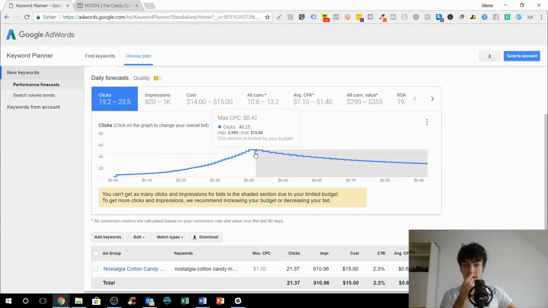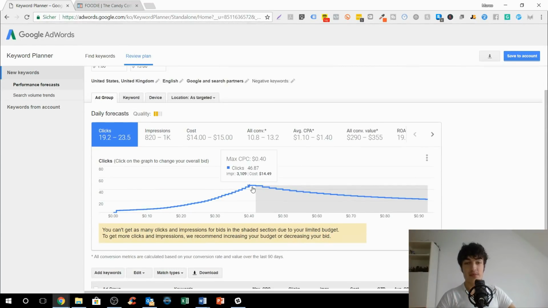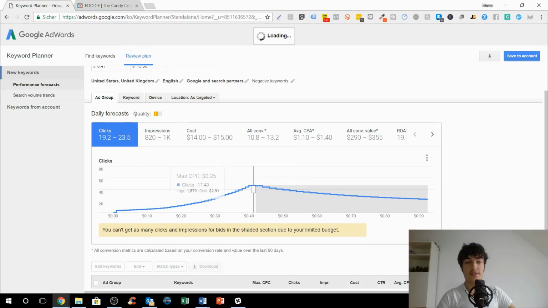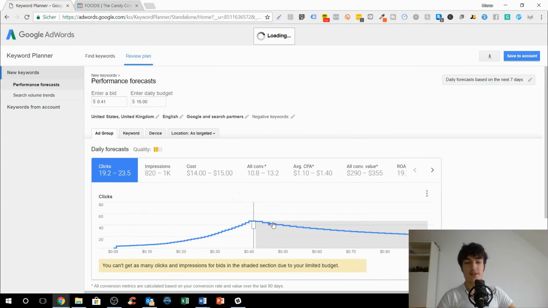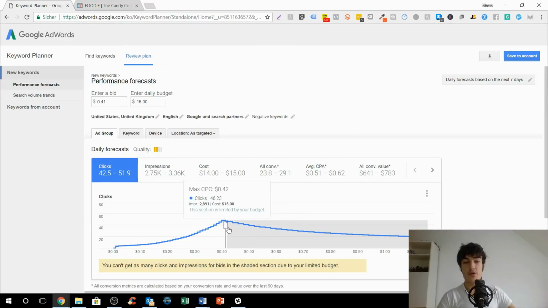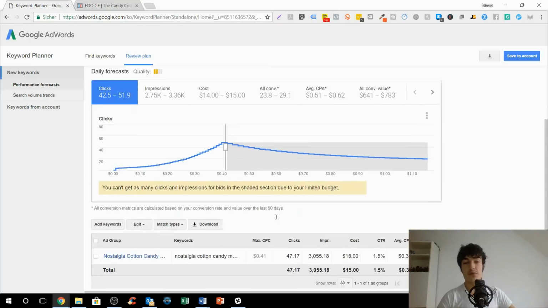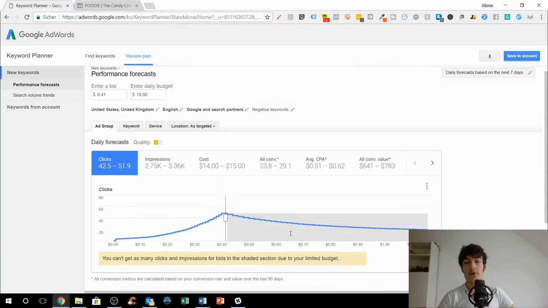We see here that if we have a max CPC of 42 cents, so let's change it, of 41 cents, this would give us the most clicks for our budget. This isn't 100% accurate, you might as well get like 30 clicks or 25 clicks or 60 clicks, but usually it gives you a rough idea on what you can achieve. So have a look at this graph, because in the beginning you don't have much more data anyway, so you might as well just look at this, and it gives you an idea on what you should bid and also an idea on how much traffic you will get.